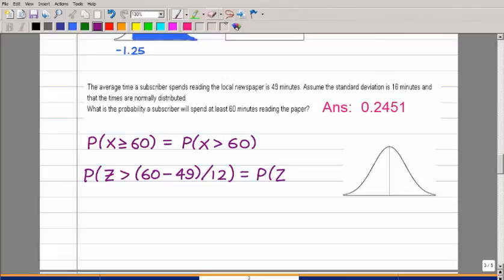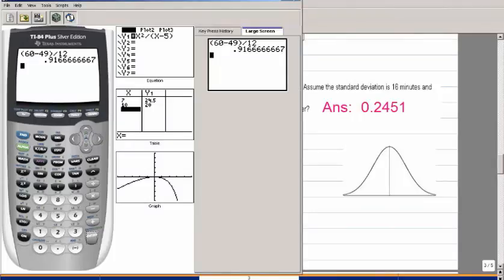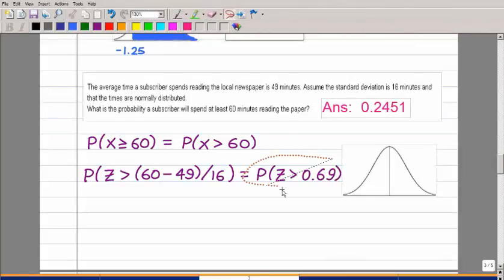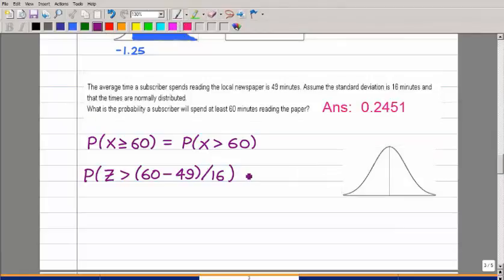Oh, looks like I just saw a mistake I made here. I'm sorry. You should be dividing by 16. I don't know where I got 12 from. All right, easily fixed here. 16.6875, which I'll round to 0.69. Actually, I'm going to write that in the next line. Greater than 0.69.